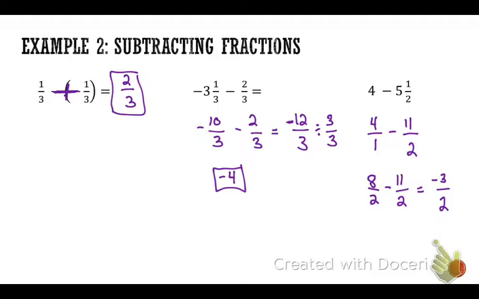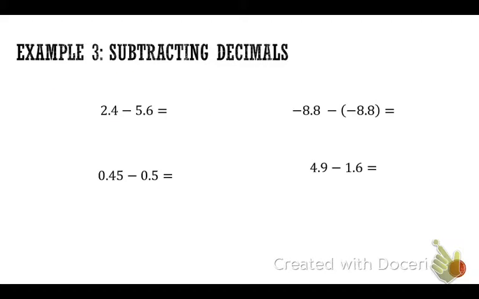Because you take the sign of the larger number. So 8 and 11. 11 is bigger. 11 was negative, so my answer has to be negative. And think about it, guys. If you do 8 minus 11, that's going to be negative, right? 8 minus 8 is 0. So 8 minus 11 is going to be negative. Okay? All right, how do we do on fractions? Do we do okay? All right, now decimals.